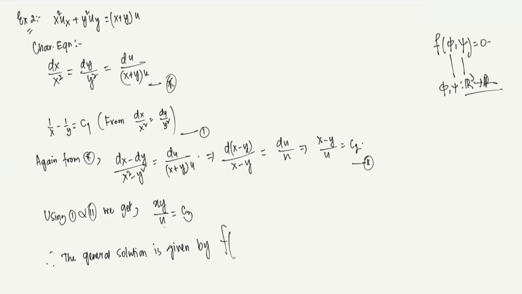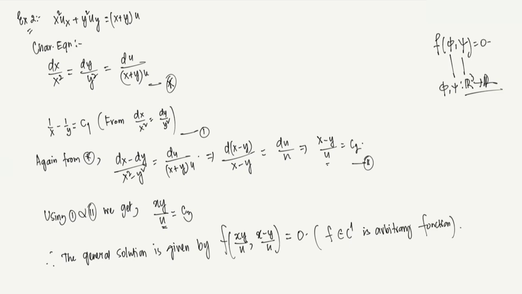If I assume phi to be this one, then phi is constant along the characteristic, so it is xy by u. What is my psi? Psi I can assume to be this one, (x minus y) by u. This equals 0. So that's your general solution, given f in C1 is an arbitrary function. Is it okay? That's your general solution, and this is how you solve this equation.